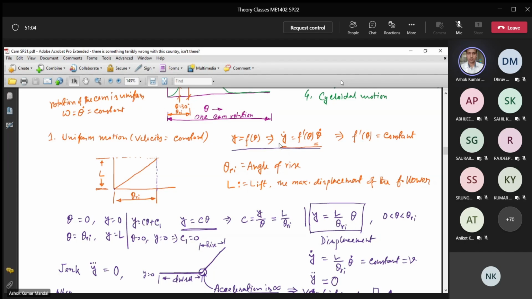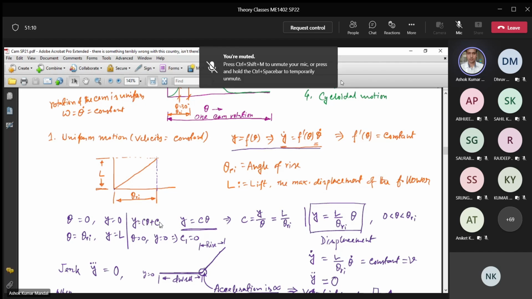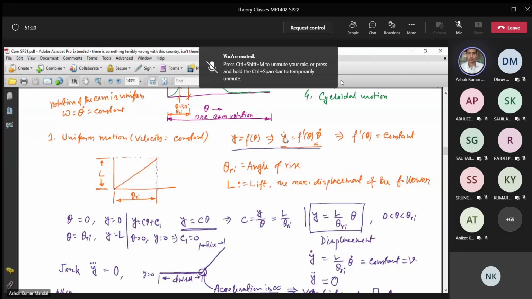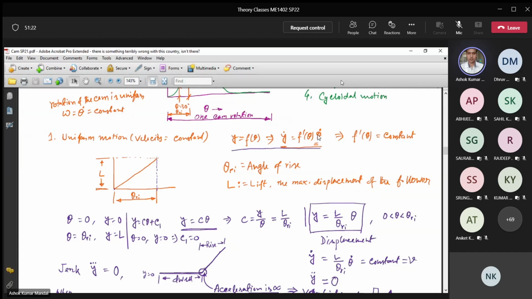Now, if you integrate it, what will you get? You will get y equals c into theta plus an integration constant, right? Just y dot equals c theta dot. If you integrate it, on the left hand side you have y, and on the right hand side you have c theta plus an integration constant. That's what we have written.